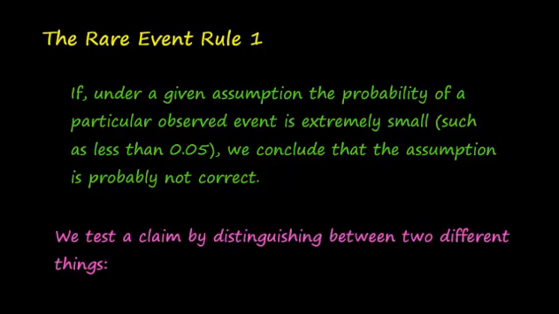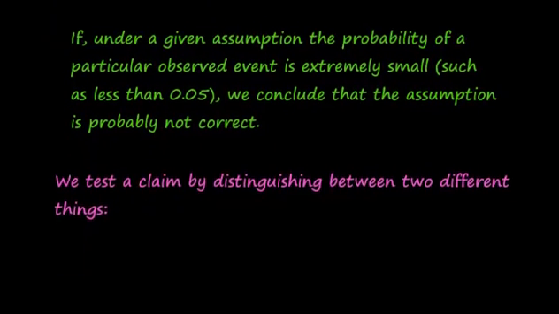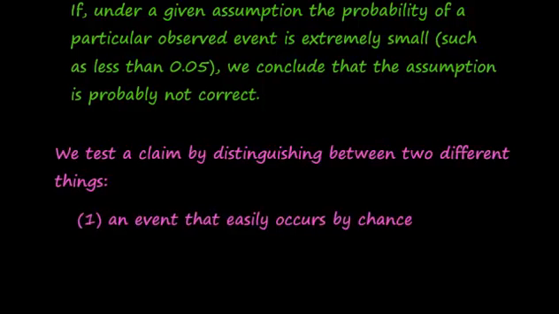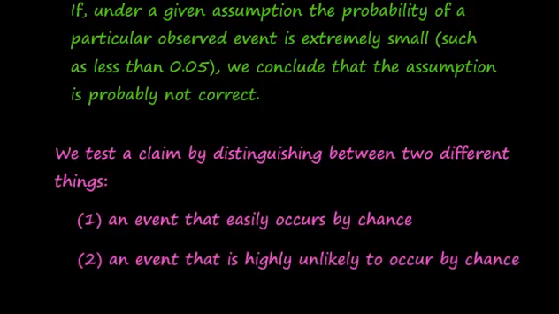We test a claim by distinguishing between two different things. The first is an event that easily occurs by chance. So we want to distinguish between that and an event that is highly unlikely to occur by chance. And that's that 0.05 cutoff. An event that easily occurs by chance has a greater than 5% chance of occurring, and an event that's highly unlikely to occur by chance is at 0.05 or below.